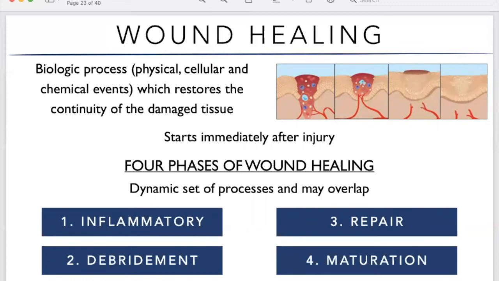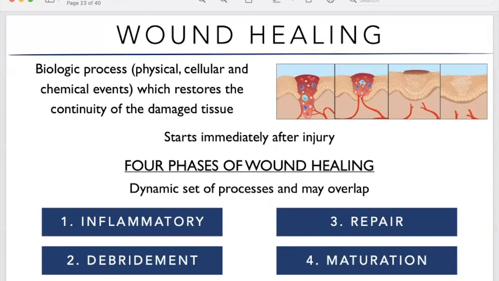So this is a biological process, meaning it is a combination of physical, cellular, and chemical events which restore the continuity of the damaged tissue. And this immediately starts after injury. All right? Hindi yan naghihintay. Immediately, the body will employ certain mechanisms to, kumbaga, start the wound to heal right after it was induced. Right? So there are four phases. And even if we say phases na tipong step 1, step 2, step 3, step 4, there are some areas of the four phases which overlap with each other.